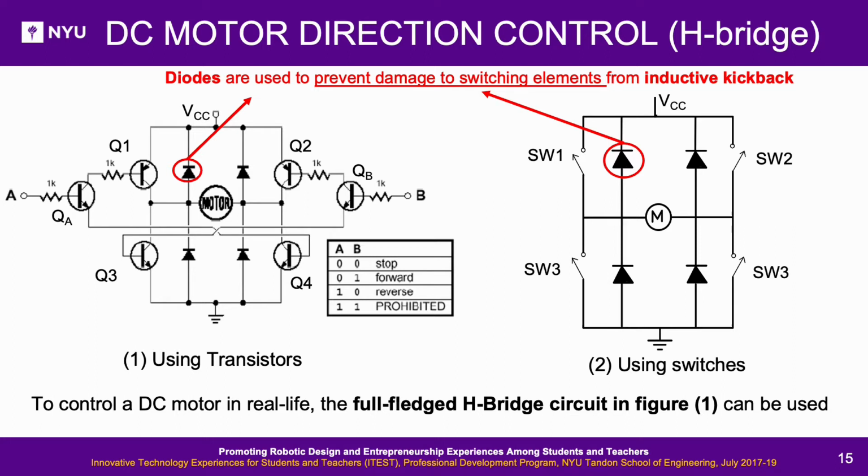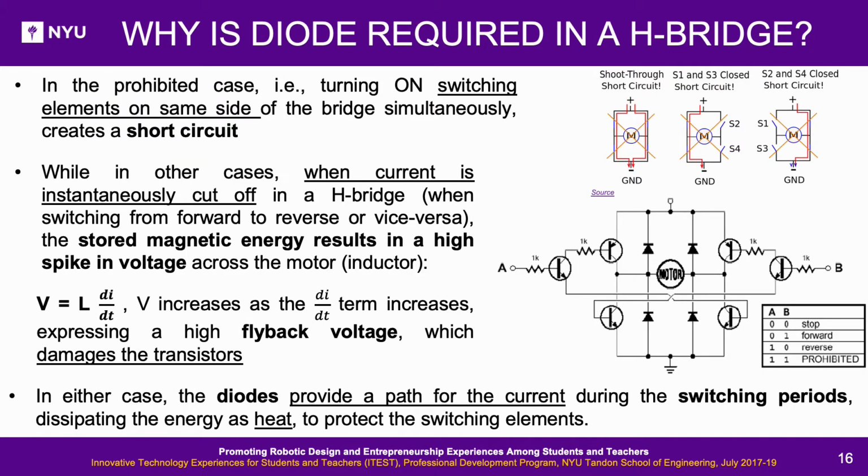To reverse the direction, remove high signal from QA, and apply to QB instead, which turns on transistors Q2 and Q3. Diodes are used to prevent damage to switching elements from inductive kickback. Why is a diode required in an H-bridge?